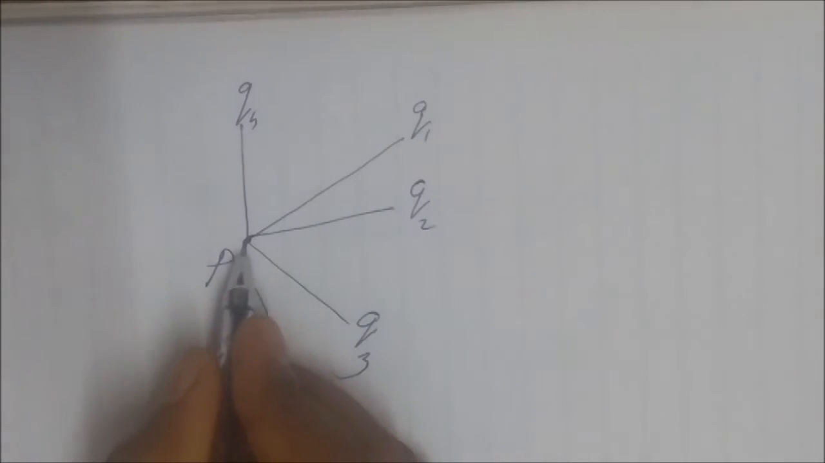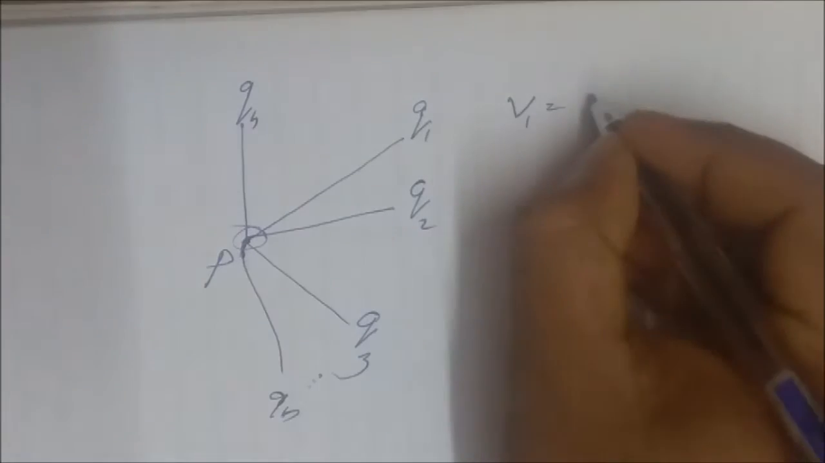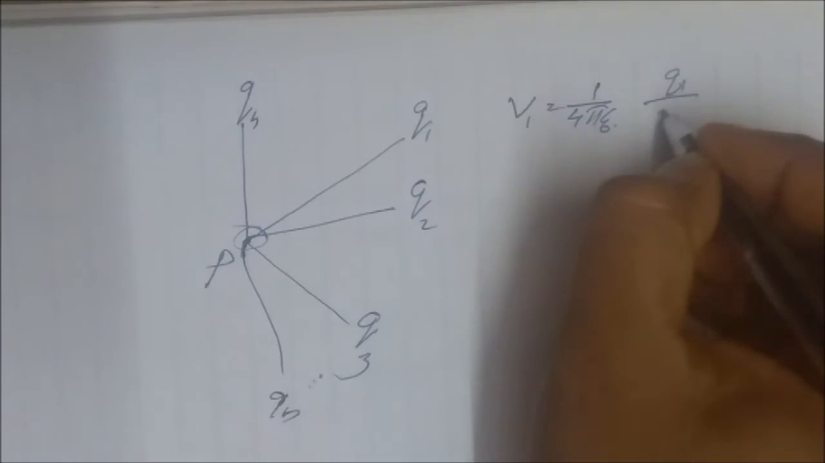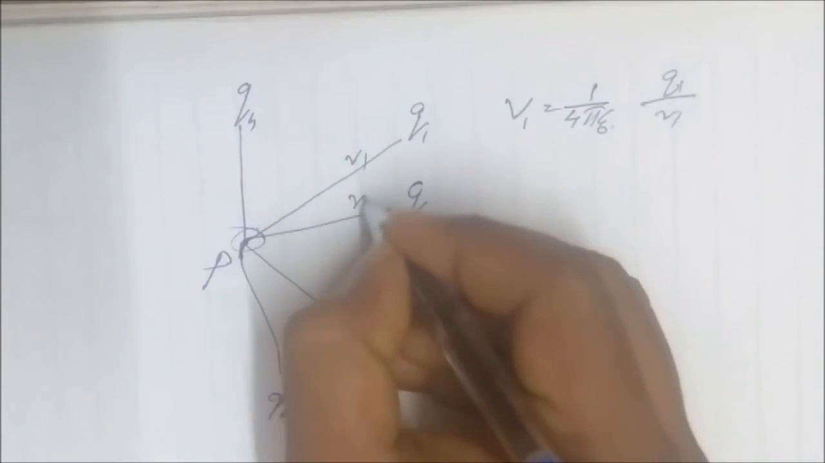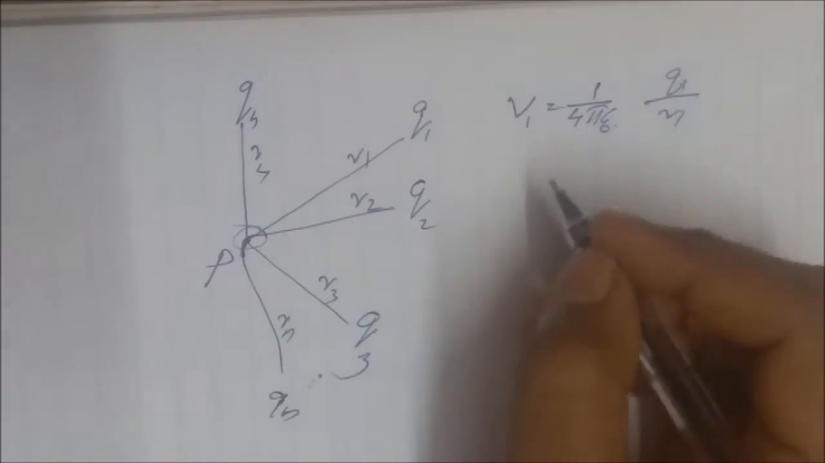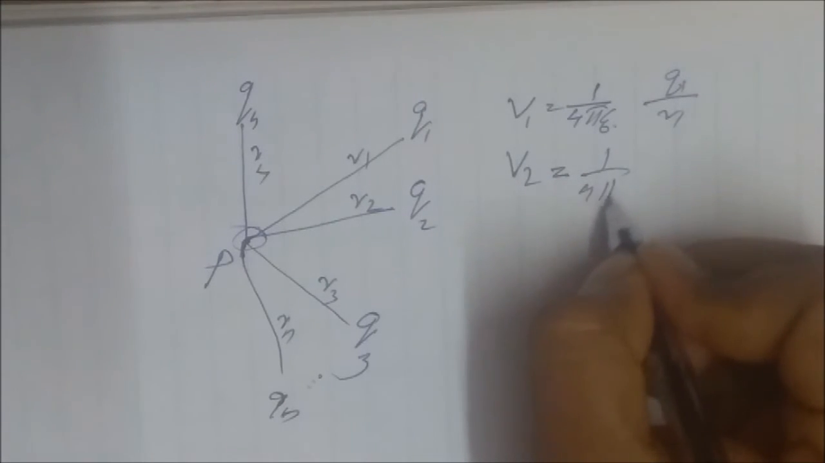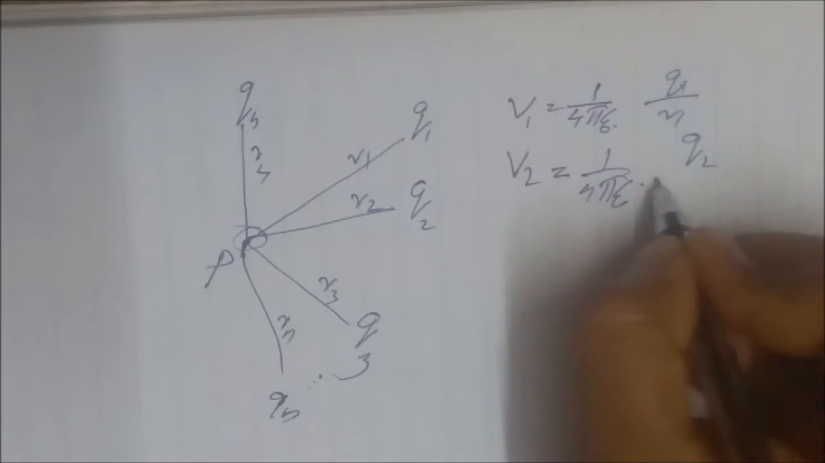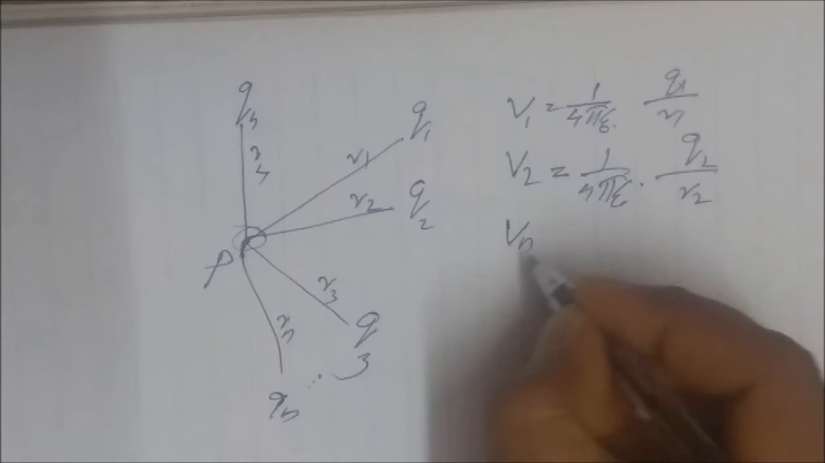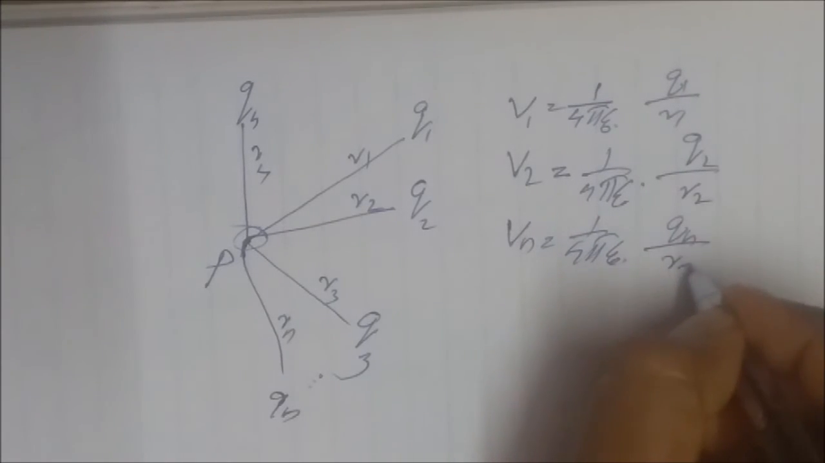At P, the potential due to Q1 we can write as V1 is equal to 1 by 4 pi epsilon 0 Q1 by R1. Let us take this as R1. Here the other distances are R2, R3, R4, Rn. Like that, for V2 we can write 1 by 4 pi epsilon 0 Q2 by R2. So for Vn, 1 by 4 pi epsilon 0 Qn by Rn.